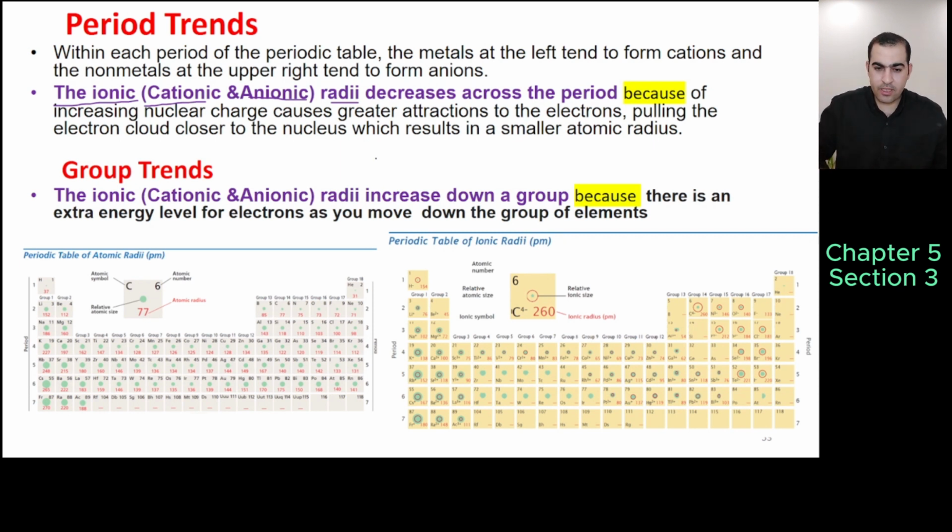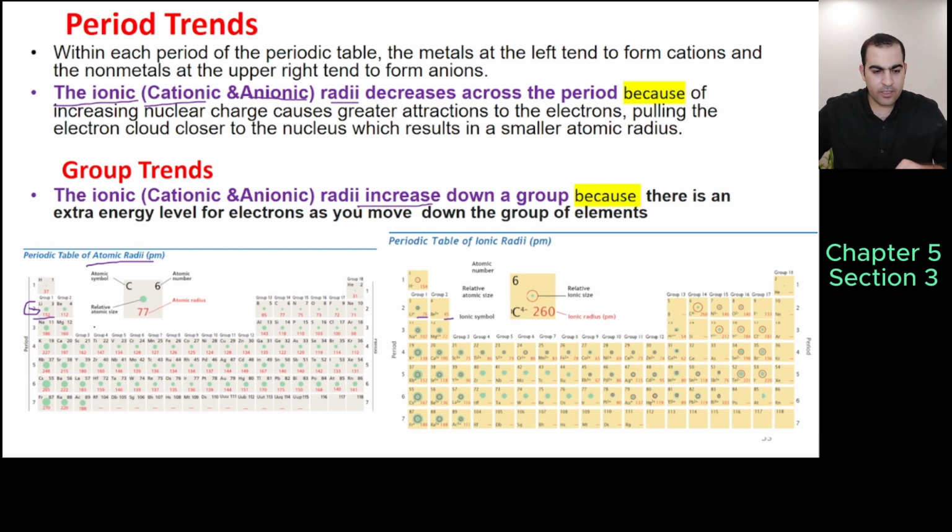Down the group it increases, because of the increasing number of shells. Okay, guys, look at this example. Atomic radii before atoms lose or gain electrons. Lithium, before it loses an electron, its atomic radius is 152. Beryllium is 112. After losing electrons, lithium is 76. Beryllium is 45. From 152 for lithium, it becomes 76.